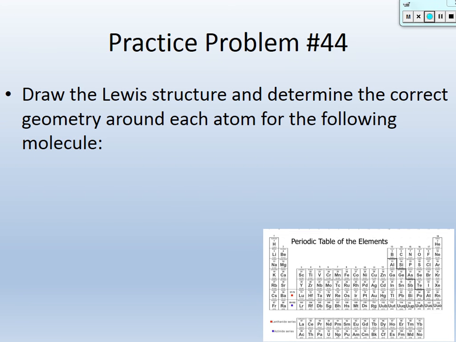Okay, practice problem number 44. It says to draw the Lewis structure and determine the correct geometry around each atom for the following molecule. CO2. What's step 1? We got to draw the what? Lewis structure. Well, how many valence electrons does carbon have? 4. How many valence electrons does oxygen have? 6. But how many do I have? 2. So what's 4 plus 12? Isn't that 16 valence electrons?